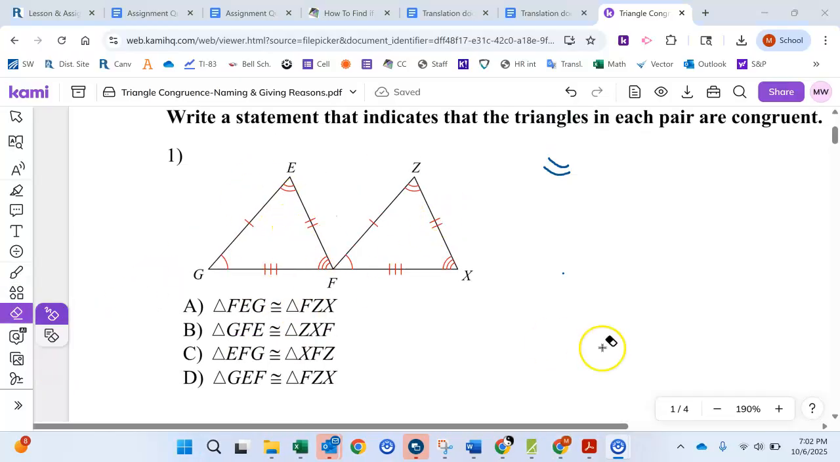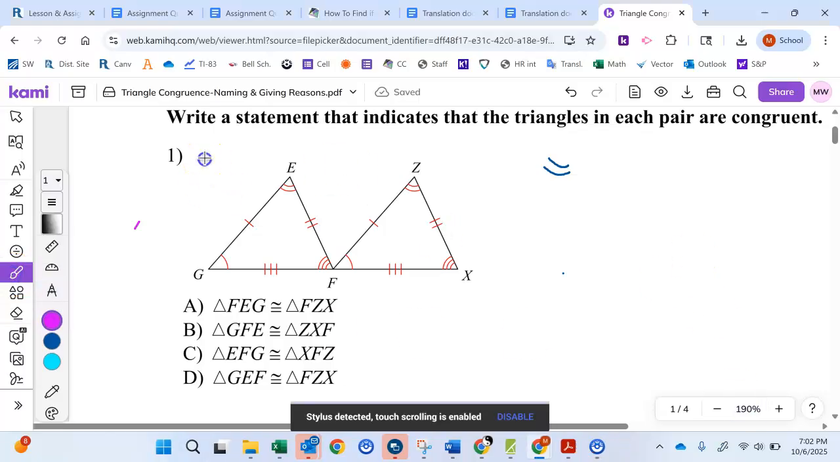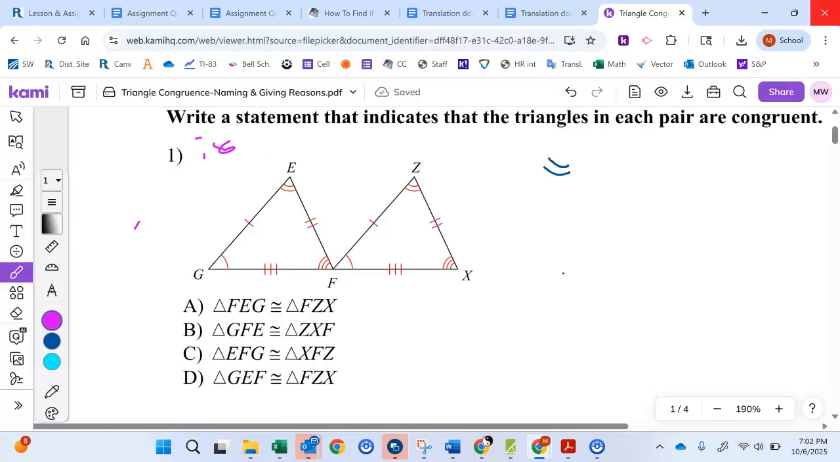Okay, so to match it up, this one right here says FE. Here, let me do this. There we go. Is this working? Okay, let's see if this is working. Good. So this says FE. FE is the first two letters.